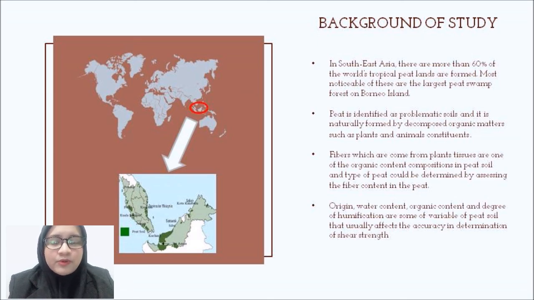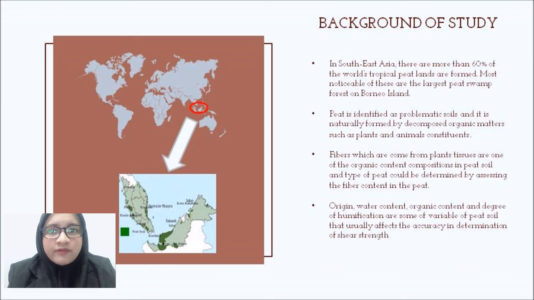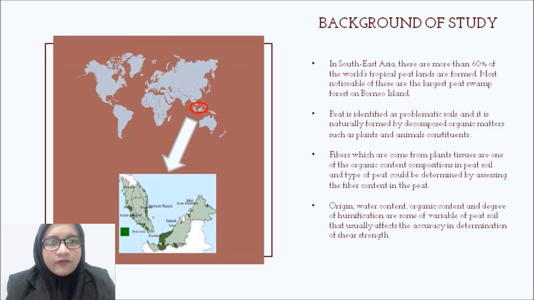Peat is identified as problematic soil with brownish black color, and it is naturally formed by decomposed organic matters such as plant and animal constituents. Fibers, which come from plant tissues, are one of the organic content compositions in peat soil, and the type of peat could be determined by assessing the fiber content in the peat. Shear strength of peat soil is not easy to identify and determine. The origin, water content, organic content, and also degree of humification are some of the variables of peat soil that usually affect the accuracy in determination of shear strength.